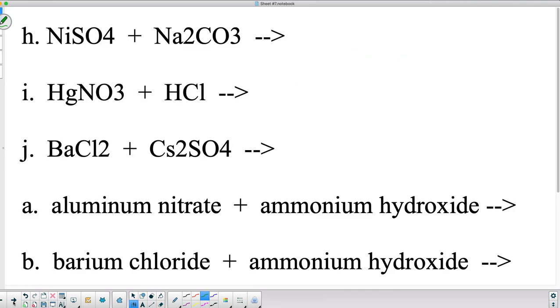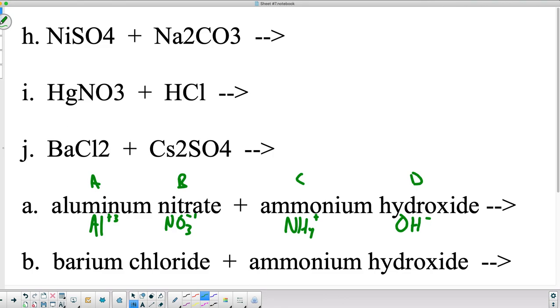Let's do one example. Why don't we do this one for letter A? This is aluminum nitrate. So this is A here. Aluminum is a +3. Nitrate is NO3 with a -1, and that's my B. My C is ammonium, NH4 with a +1, and hydroxide like this with a -1. That's my D.